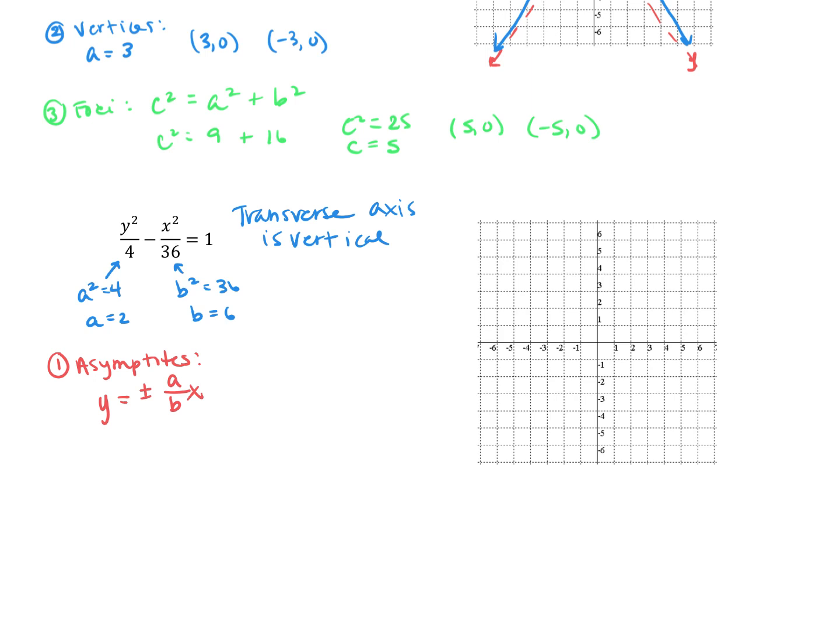So let's write our two asymptotes. One of them is y equals 2 over 6. Now I'm going to write it over here, 2 over 6. If you can reduce that, let's reduce it. So that's going to reduce to 1 over 3x. And then the other one is y equals a negative 1 over 3x.